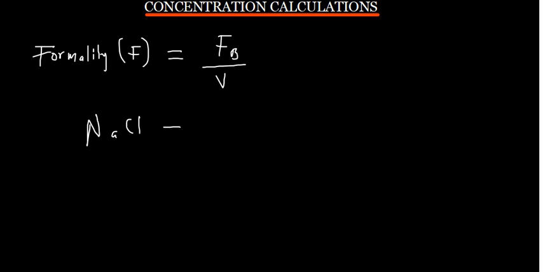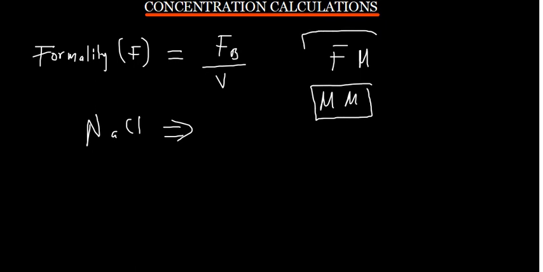Remember when we were talking about relative masses, we talked of relative molecular mass and the relative formula mass. Molecular mass is for molecules like water and ammonia, but formula mass is for ionic compounds. So it's basically the same thing.